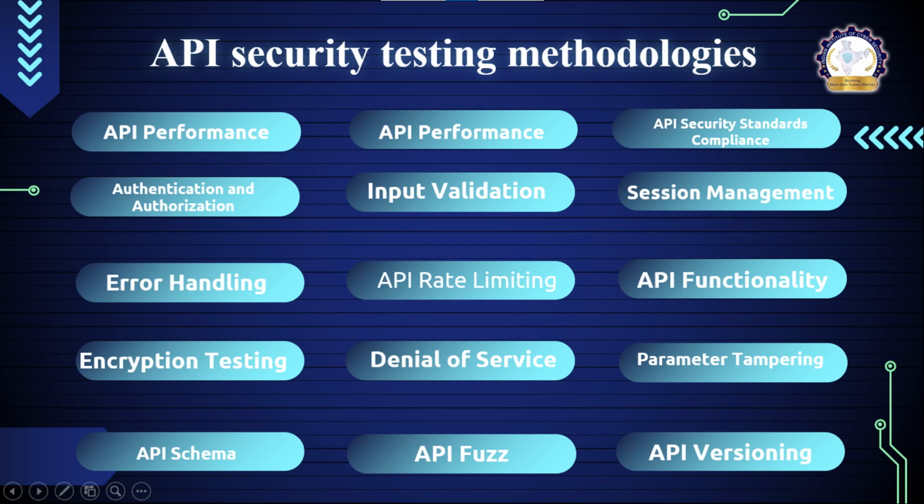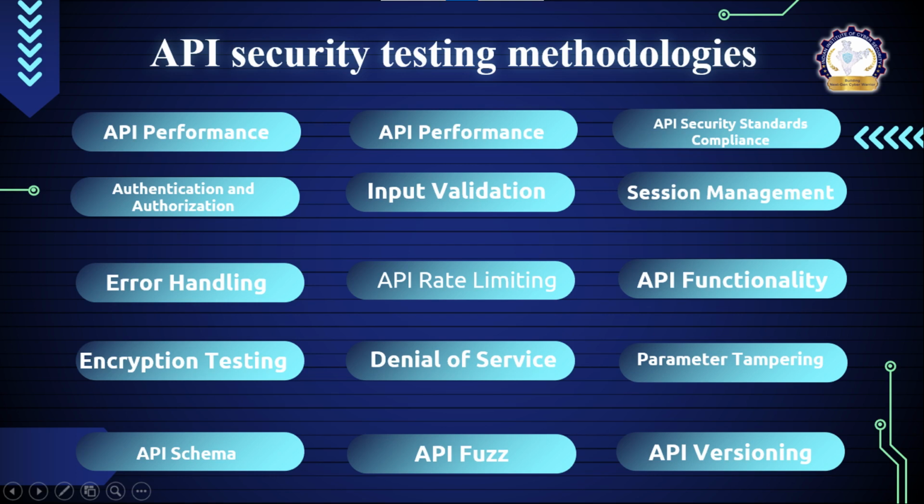The testing can be done manually or through the use of automated tools. Manual testing involves using a browser or command line tools to send requests to the API and analyzing the response. Automated tools, on the other hand, can send a large number of requests to the API in a short period and provide detailed reports on the API behavior.